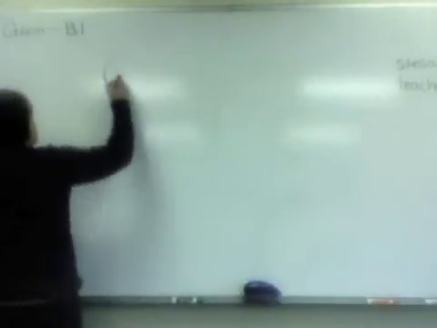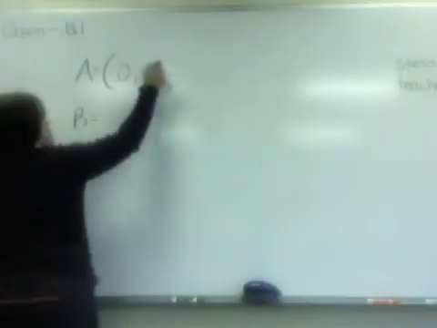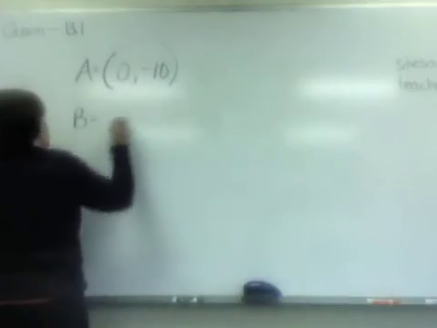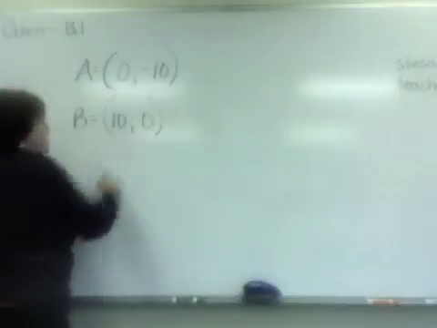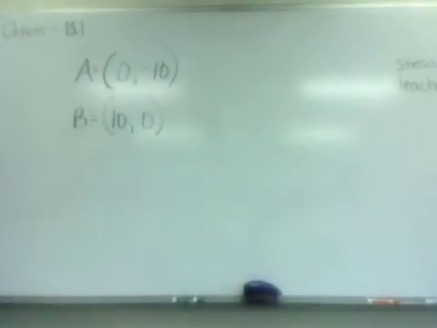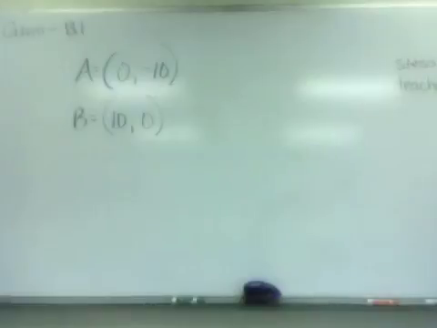I want y'all to find the distance between points A and B. If point A has the coordinates 0, -10, and point B has the coordinates 10, 0. Is this what we're learning? No, we're gonna do the equation of a circle also. I think I got it. You got it?